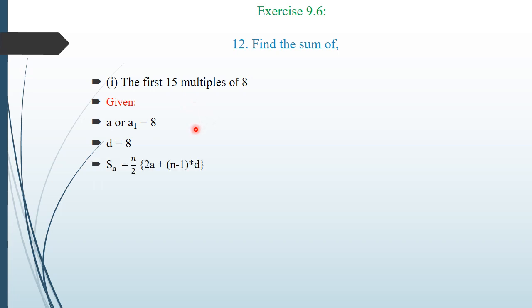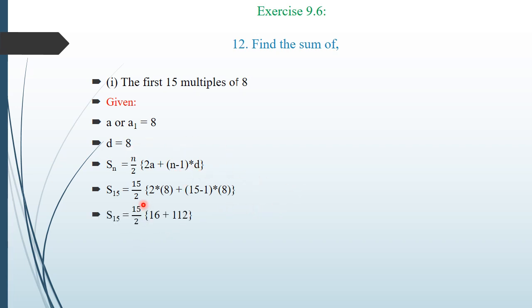Similarly, I'll apply the formula Sn equal to n by 2 into 2a plus n minus 1 into d. Here we know all the terms that is required to calculate the sum. So we need to calculate sum of first 15 terms that are multiples of 8. Therefore n is equal to 15. 15 by 2, 2 into our first term will be 8 plus n minus 1, that is 15 minus 1 into d is also 8 here.